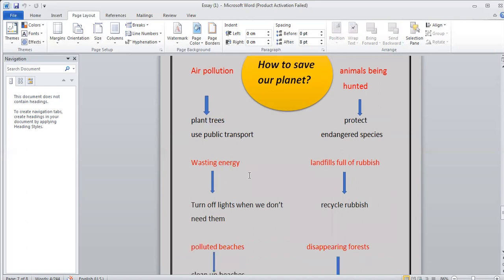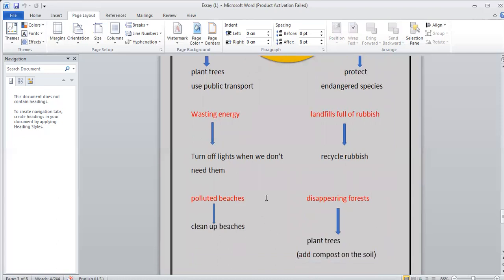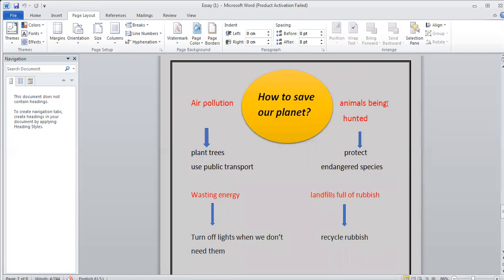Next, wasting energy. Wasting energy means overuse of electricity or power. To solve this problem, turn off lights when we don't need them. Next, polluted beaches. How to solve this problem? Clean up beaches. Animals being hunted means killing. How to solve this problem? By protecting the endangered species.